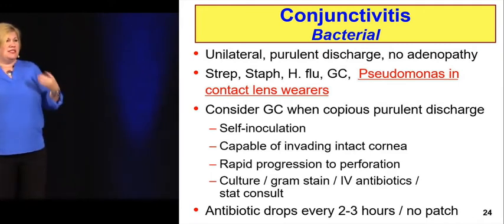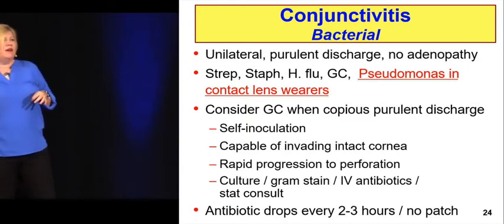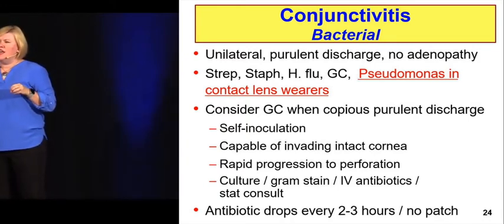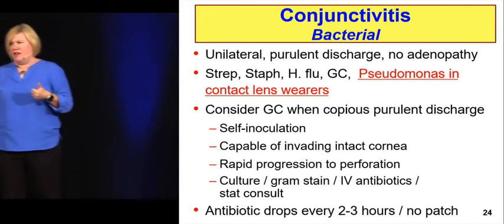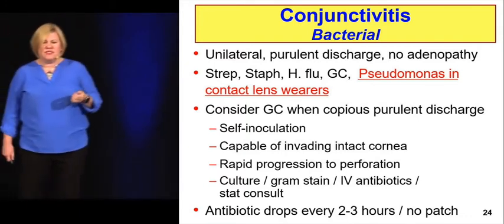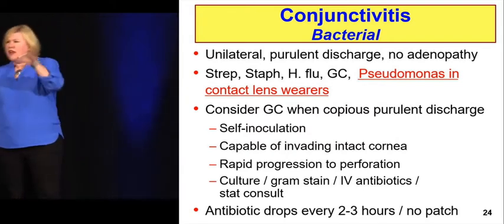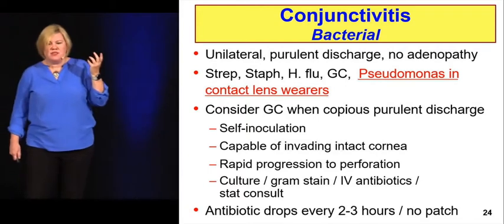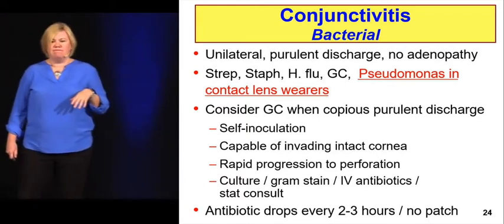When they really describe someone who has copious, purulent discharge, it is coming out nonstop. Think about gonococcus as an etiology there. And if it's gonococcal conjunctivitis, that takes it to a whole extra level because that patient needs IV antibiotics, needs a culture, a gram stain, and they can even progress to perforation in those cases. But for regular bacterial conjunctivitis, we treat it with topical antibiotic drops. We don't patch these anymore. That's our treatment if we knew it was bacterial.